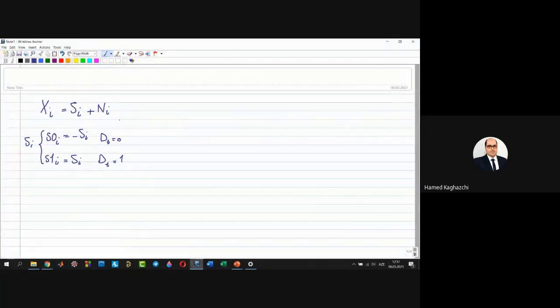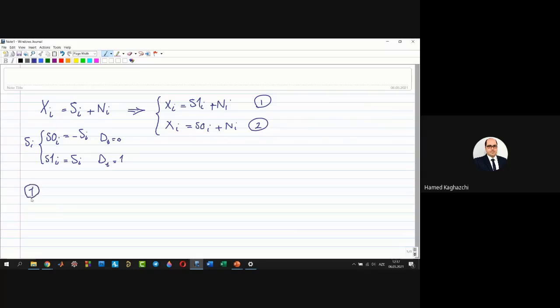Now, according to this, I can write that Xi can be written like S1i plus Ni and S0i plus Ni. Now let's investigate case 1.